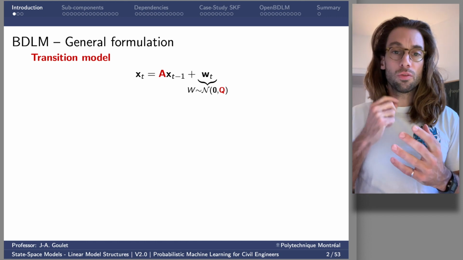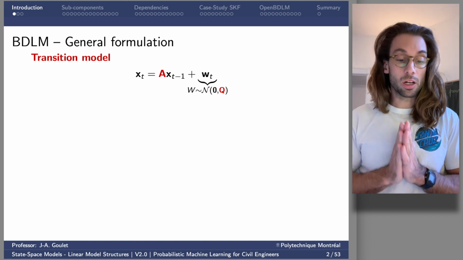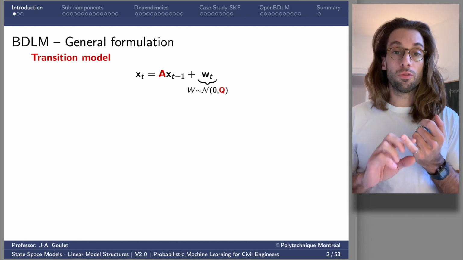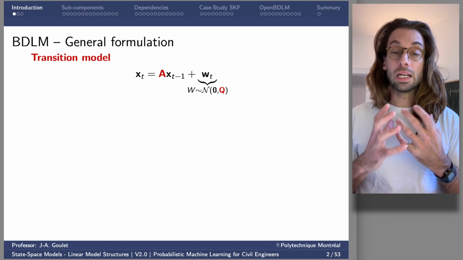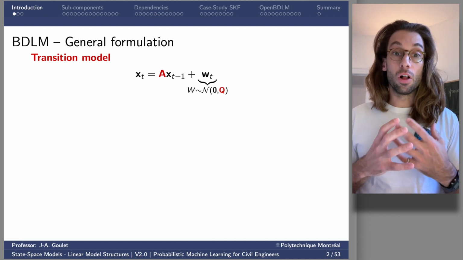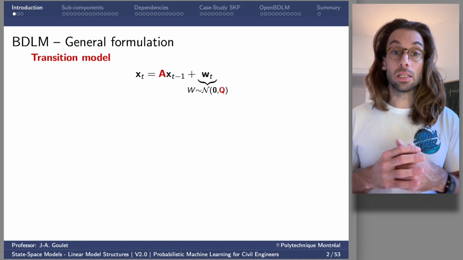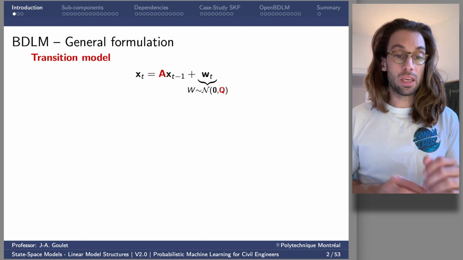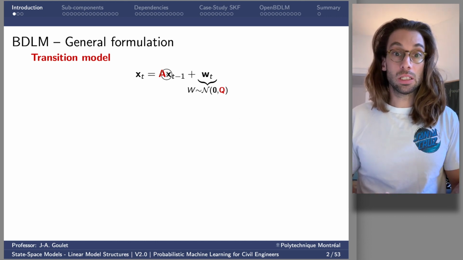So the general formulation for a state space model that we saw together is that we need two models. First we need a transition model that will guide us into how our state evolves over time. So our hidden states evolve over time. The transition model takes this form where we have the relation between the hidden state at time t-1 and the hidden state at time t.